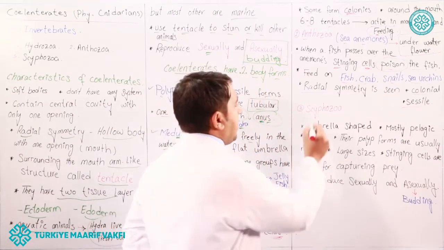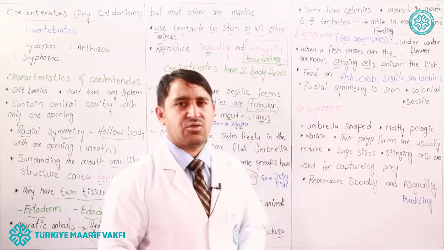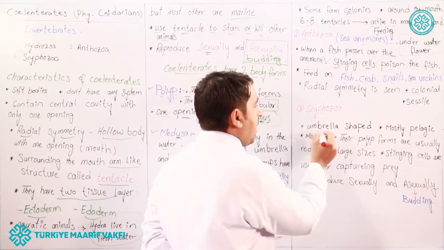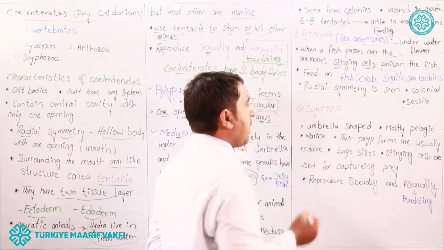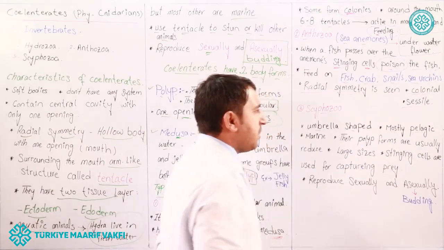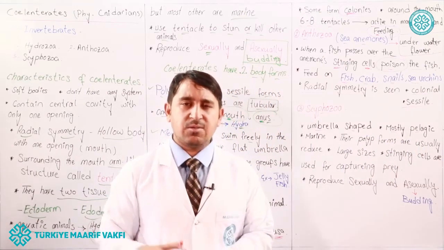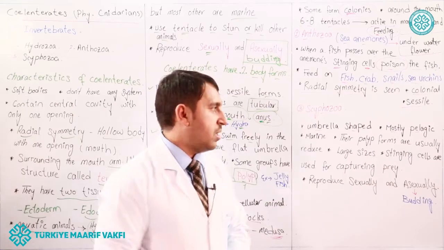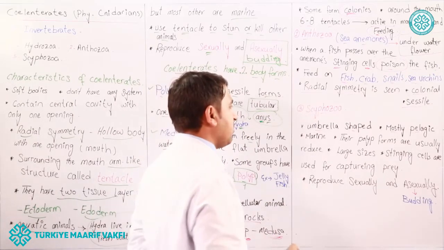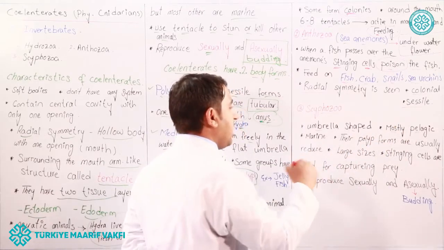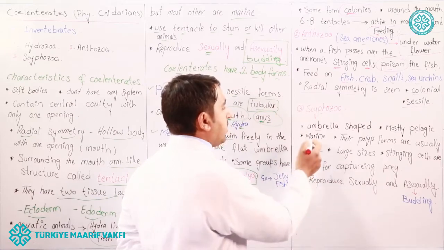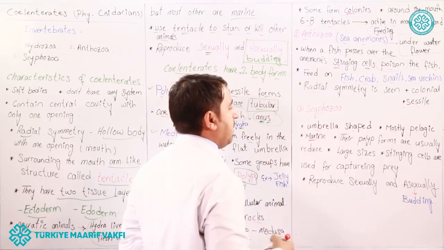And the third class of the coelenterates is Scyphozoa. Scyphozoa, umbrella shaped. Which type of shape? Umbrella shaped. Mostly pelagic. Pelagic means the living organisms which live in oceans. Oceanic we can say, or the living organisms which live in the seas. So they are pelagic. They live in the oceans, or marine. Also we can use this term. They have the same meaning.